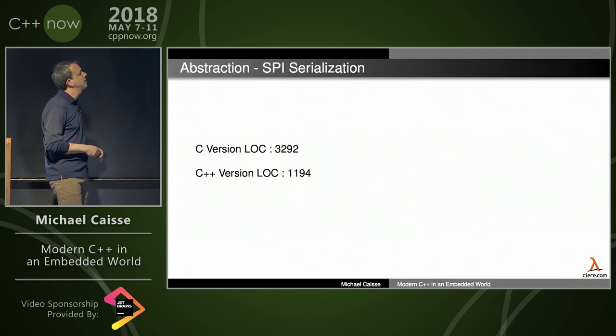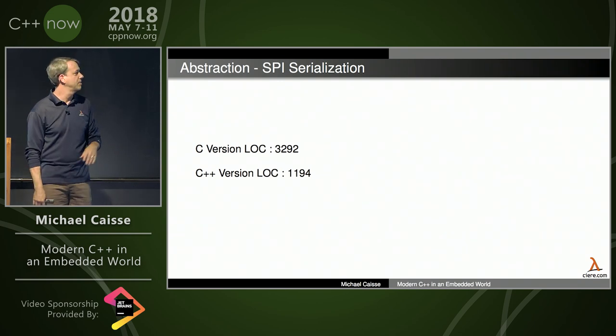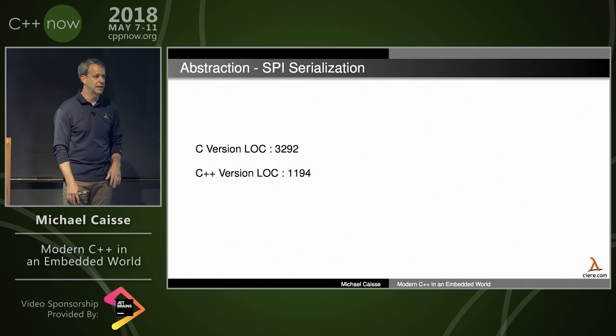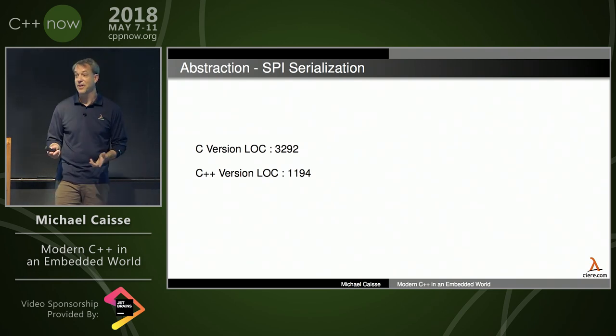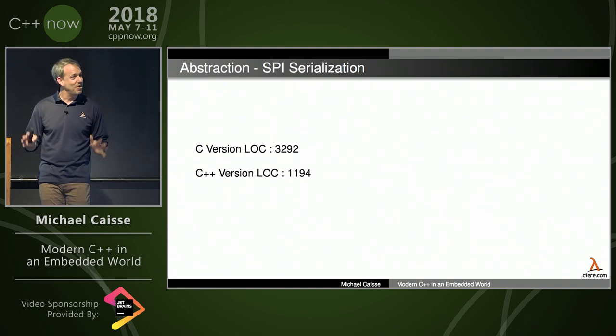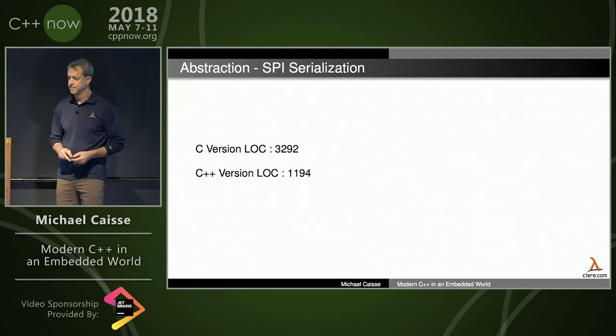So this ended up taking it from 3,292 lines of code down to 1194 lines of code by using this declarative syntax instead. Now, as Ben said earlier, it's not about reducing lines of code, but like I like to say, every line of code is a liability. So I'm happy to do that, but it also lets me just think at a higher level.